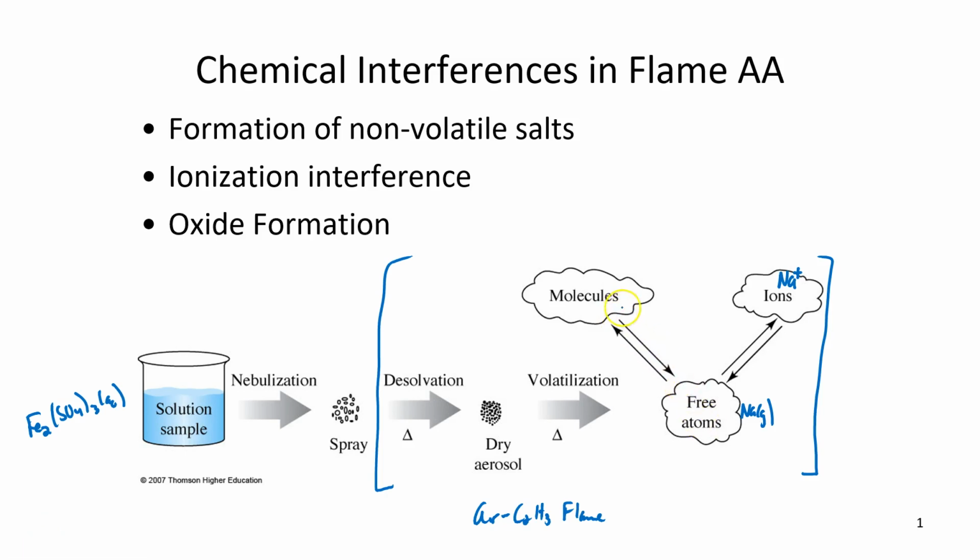And sometimes molecules can also form. So an example would be for calcium. You've nebulized it, you've volatilized it, you've got this gaseous calcium atom, but it can form an oxide in the flame that'll decrease your signal. So in this video, we're going to focus on non-volatile salt formation.